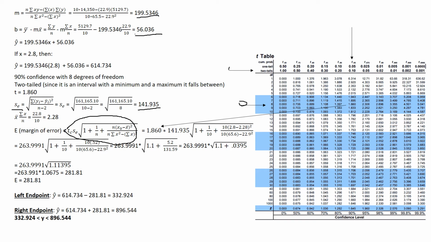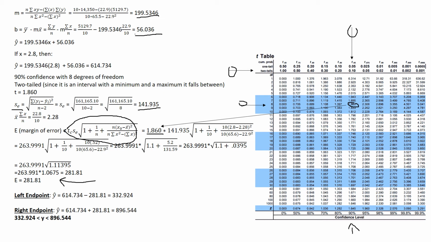It's two-tailed because I'm looking at plus or minus. And it is a 90% confidence interval. You can see the 90% down here, or 0.10 two-tailed as I have right here. And that gives me a t-critical of 1.860, which is where I got this number. When I calculate this out, my error is 281.81.